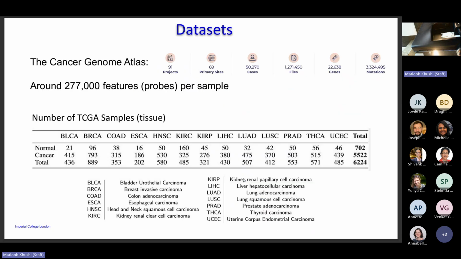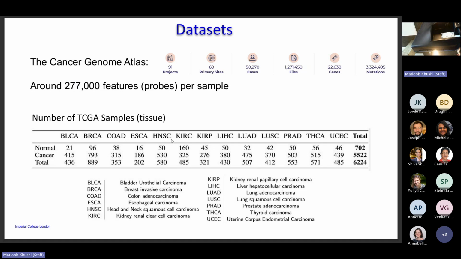The data came from the Cancer Genome Atlas. It has data from 50,000 patients, and from almost 70 different cancer types. We only looked at 13 because those 13 had the characteristics we were looking for, like enough normal samples. Each sample had about 300,000 features, or probes.